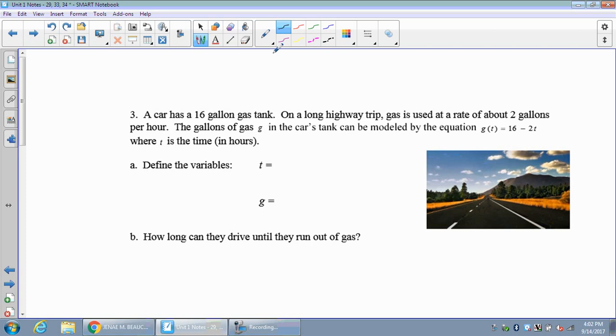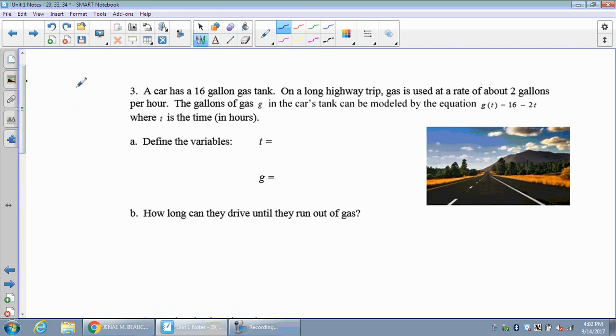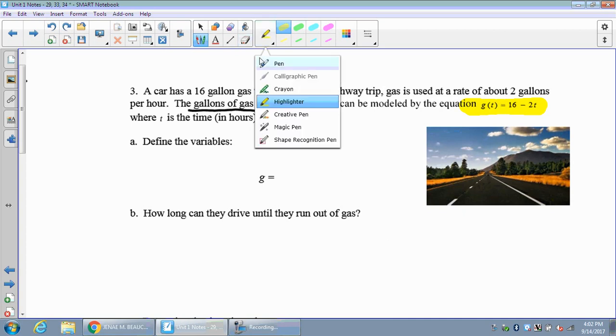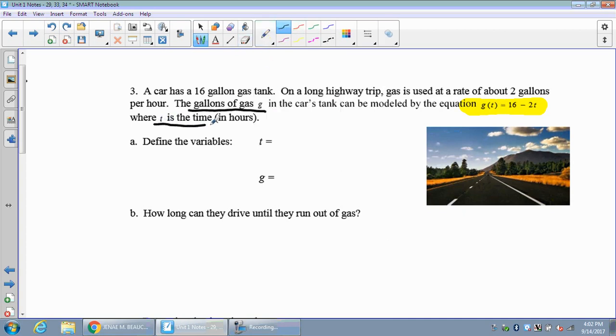So now let's see what the difference is when we read a little slower and when there's something we can do, we do it. A car has a 16-gallon gas tank. On a long highway trip, gas is used at a rate of about 2 gallons per hour. The gallons of gas G in the car's tank can be modeled by this equation, where T is the time in hours. Notice the difference. By the time I finished reading this time, both my variables had been given to me, so I underlined them, and my model is highlighted so it stands out. We're ready to define our variables.